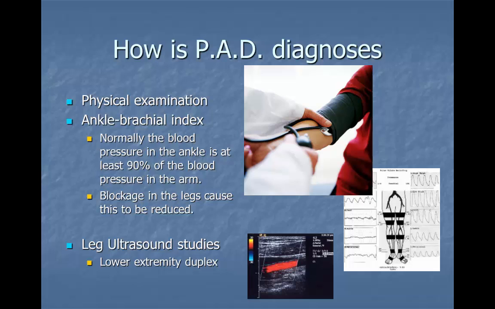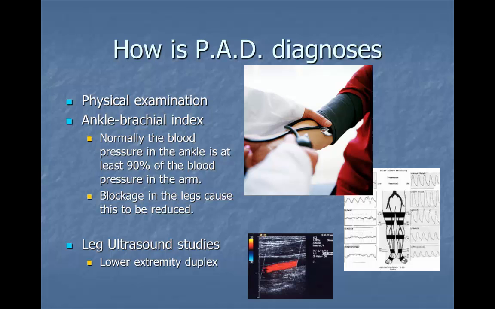Ankle brachial index is one of the most common and initial diagnostic evaluations for this disease. Basically, what you do is you take the blood pressure in the legs and in the upper extremities. So basically, ankle and brachial. Normally, the blood pressure in the ankle is at least 90% of the blood pressure in the arm, and blockage in the legs would cause this to be reduced. So how do you interpret that? It's basically by an index or ratio.